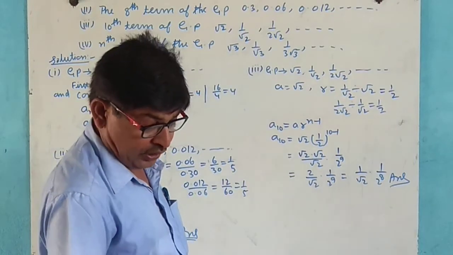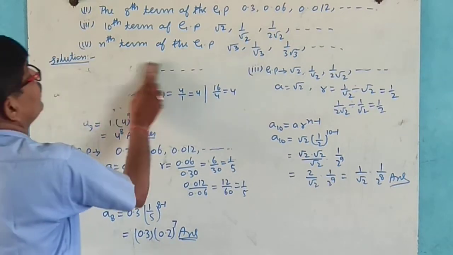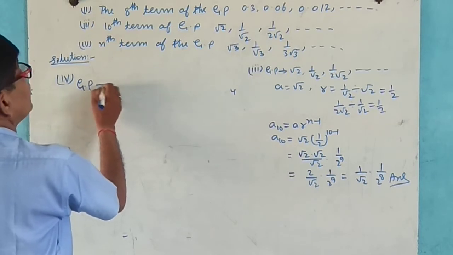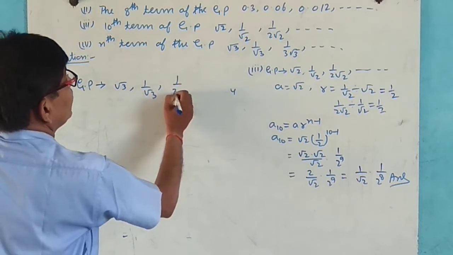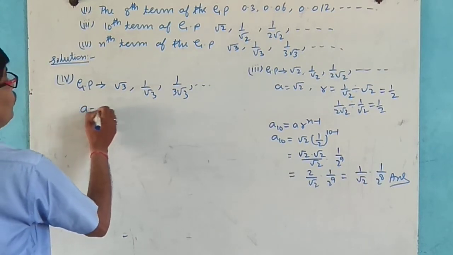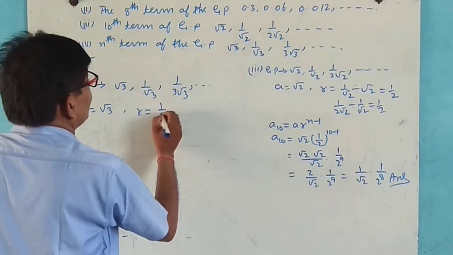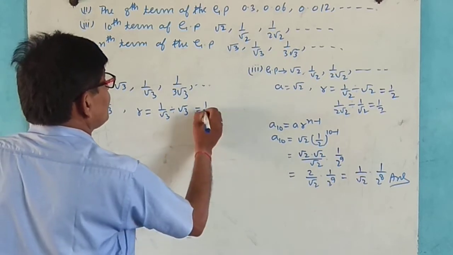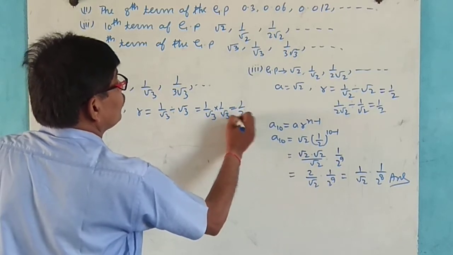This is the answer. Now the fourth problem: the nth term of a GP. Here the GP is root 3, 1 by root 3, 1 by 3 root 3, and so on. The first term A is root 3 and the common ratio R is 1 by root 3 divided by root 3. This means 1 by root 3 into 1 by root 3, which is equal to 1 by 3.